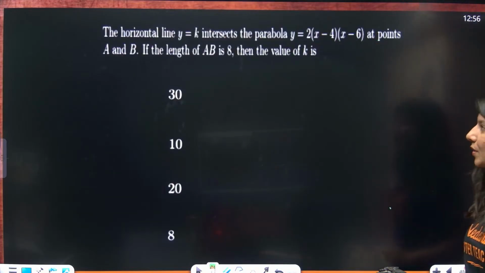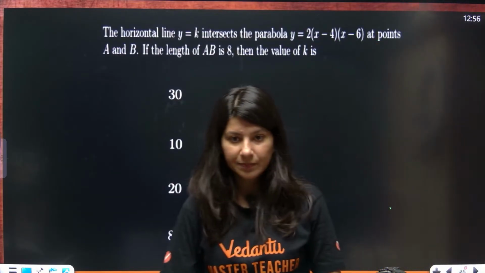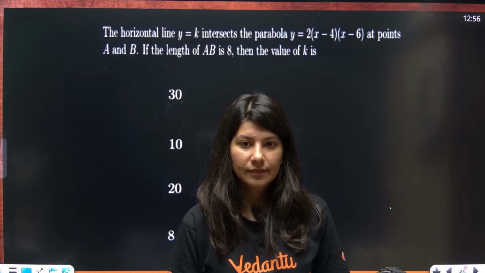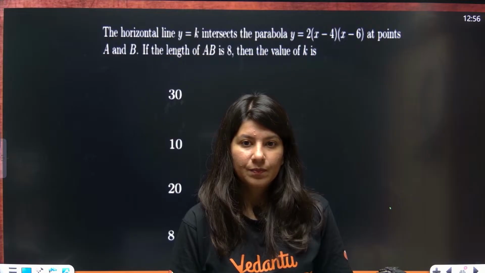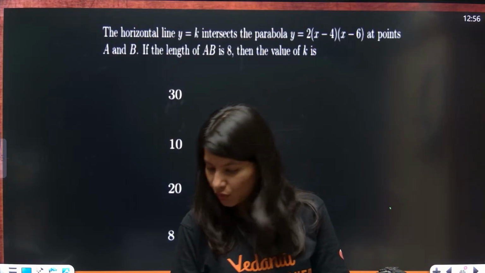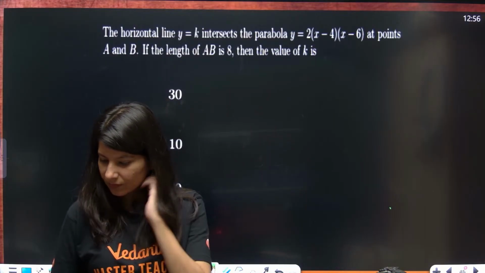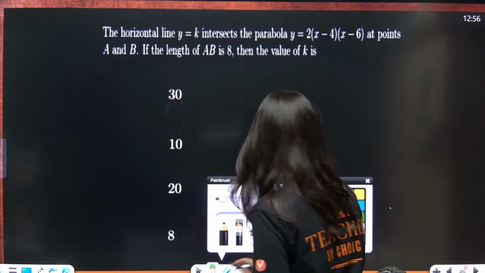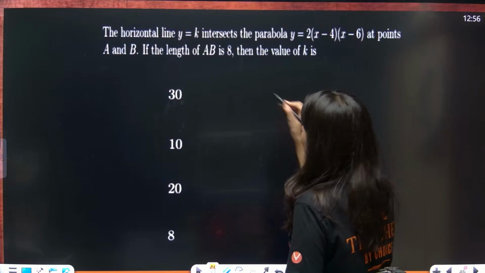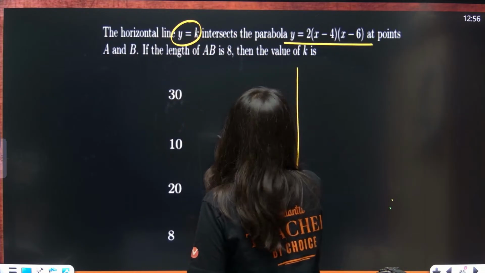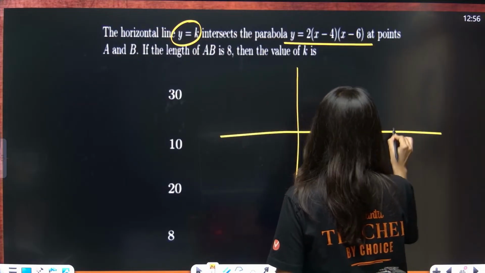All right, the next question. Very good question on your screen. So we are almost like 3 to 4 questions will do and will be done. Okay. All right. Yes. Let's see. Let's check. Horizontal line y is equals to k intersects this parabola. Now this parabola is intersecting at x is equals to 4 and 6.